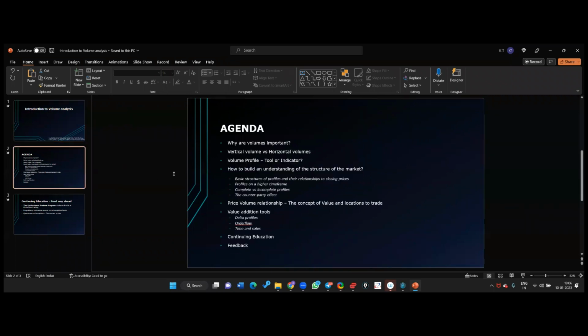This is the agenda of today's webinar. There are a few topics that we'll be discussing, including why exactly volumes, what made me start analyzing volumes and volume profile, the primary uses of volume profile, how to use volume profile to build a strong understanding of the market structure, and a few other specifics of it.